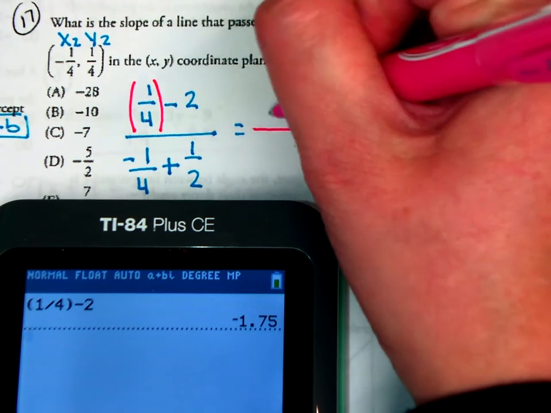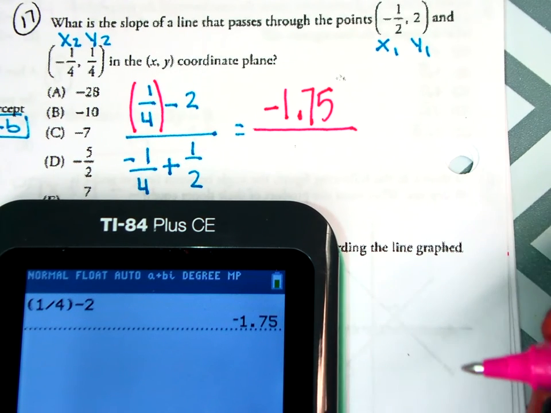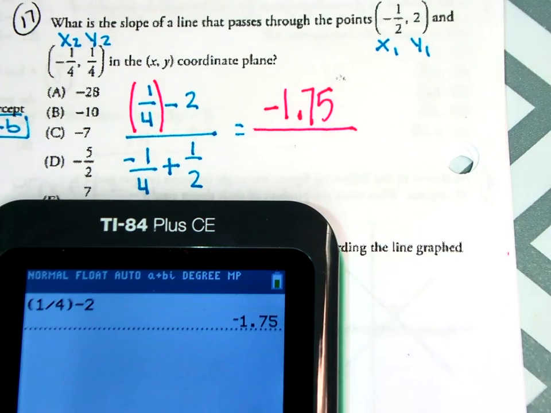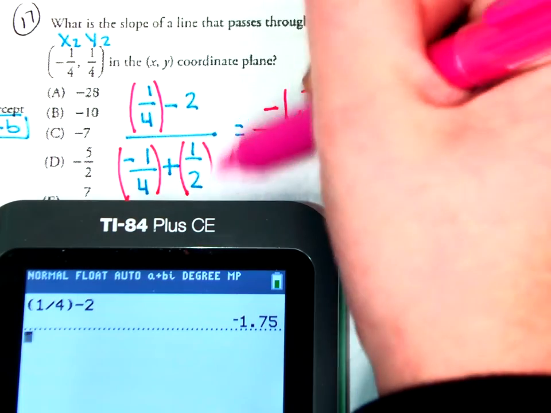Okay, and that gave us a decimal, and you know what? I'm going to leave it as a decimal, because fractions inside fractions are a pain, which is why they did this. Okay? Next, I'm going to do the bottom. Now, for the bottom, I'm going to put parentheses and parentheses.